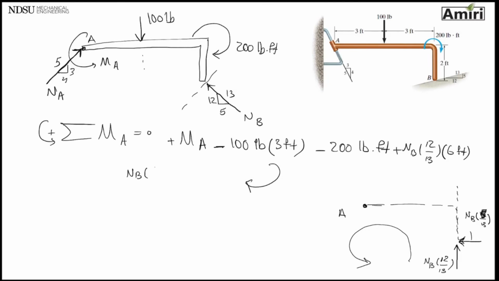NB 5 over 13, the horizontal force. Perpendicular distance between point A and line of action of this force. This is the distance I'm looking for, which is 2 feet. And which way is it trying to go? This is trying to go this way around point A, and that is against my sign. So there should be a negative, and equal to 0.